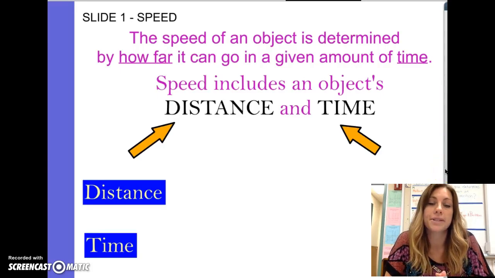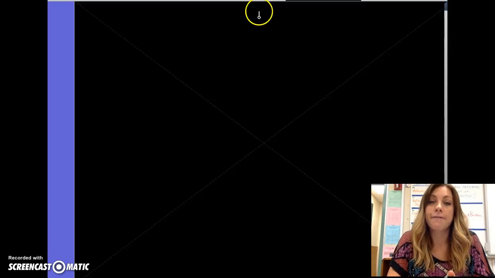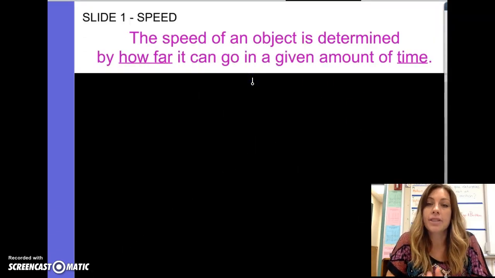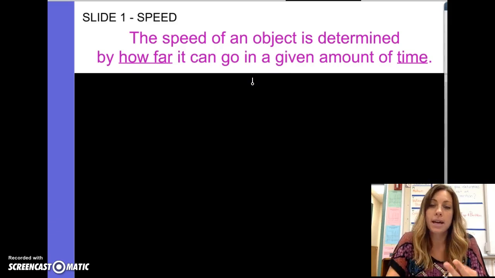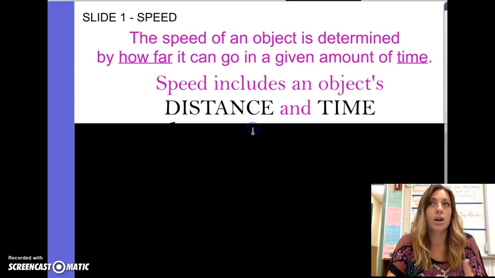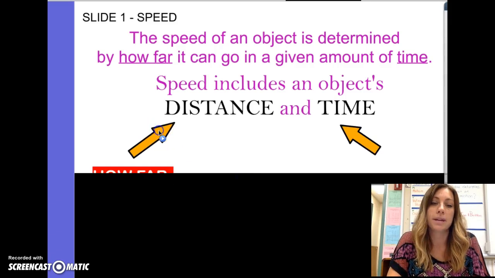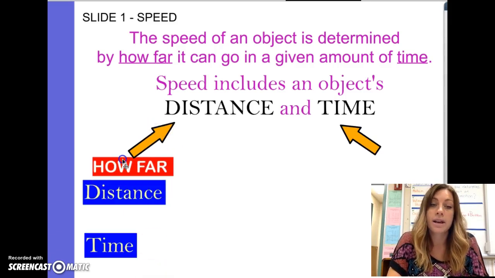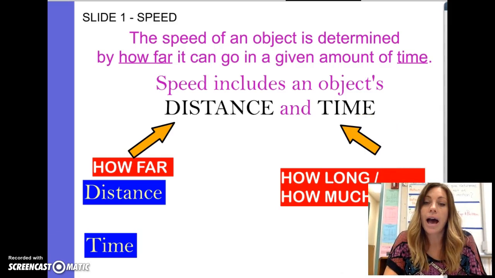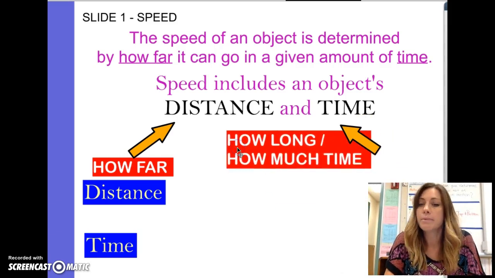On the page that you're working on today, slide one for speed, here are some notes that you need to take. The first is that the speed of an object is determined by how far it can go in a given amount of time. If we're going to say that a car went 50 miles per hour, that means that we're talking about the distance they went and the time it took them to get there. Distance means how far the object went, and time means how long it took them to go that particular distance.